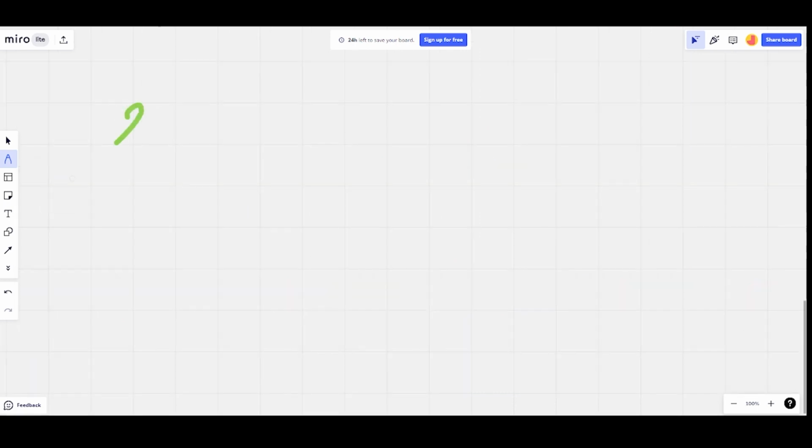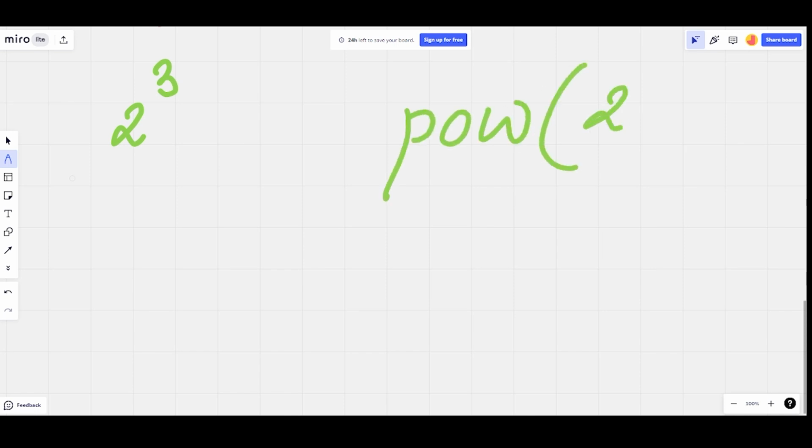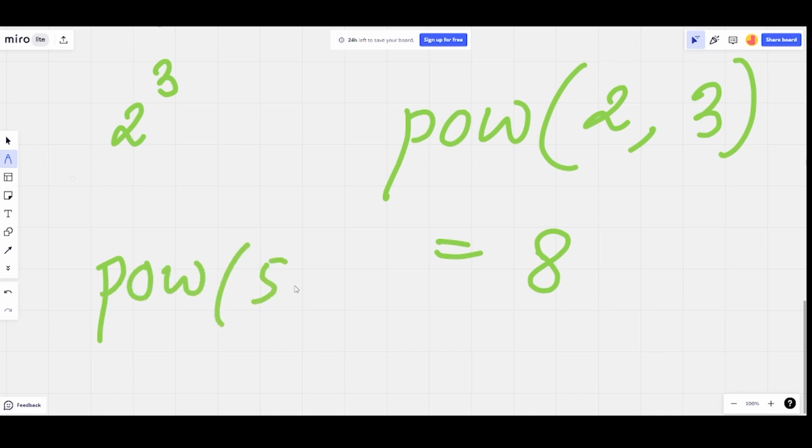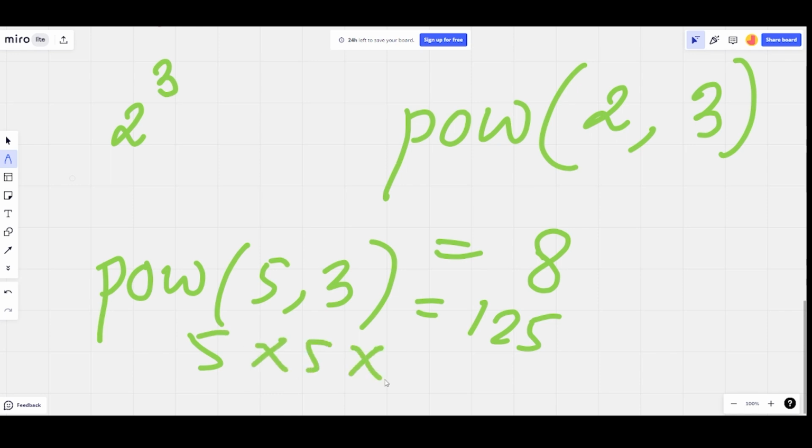The first one, as I gave you the example of 2 to the power 3, how do we write this? In C++, the function name is pow, and we write 2, comma, the power of it. When you write this, it will give you the answer 8. You can write anything over here. Let's say I write 5 to the power of 3. This should give me 125 because 5 into 5 into 5 is 125. So using the pow function, you can immediately get the answer rather than multiplying the same number several times. This is the first function, called pow.